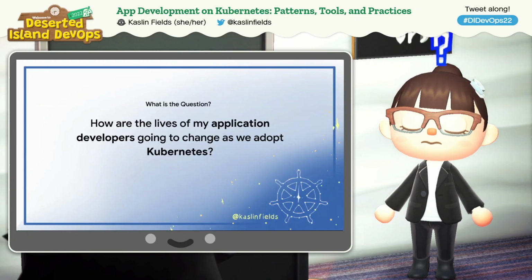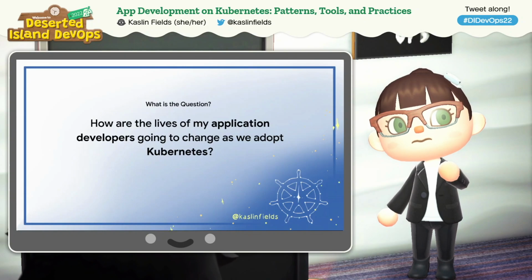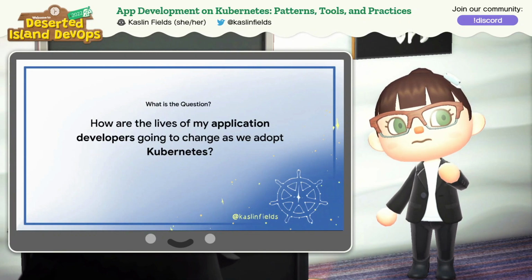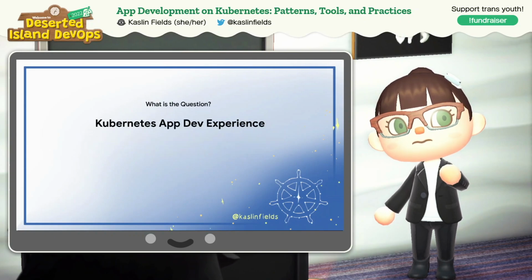So first, to break down the problem, we need to know what is the question that we're trying to answer. As an advocate for Google Cloud, and especially Kubernetes users in general, I interact with a lot of companies adopting Kubernetes. And almost every single one of them is asking me this question. The words vary, but the point is always the same. How are the lives of my application developers going to change as we adopt Kubernetes?